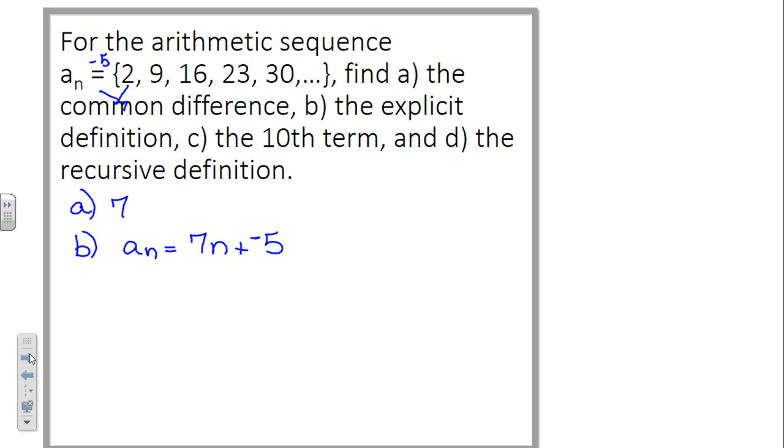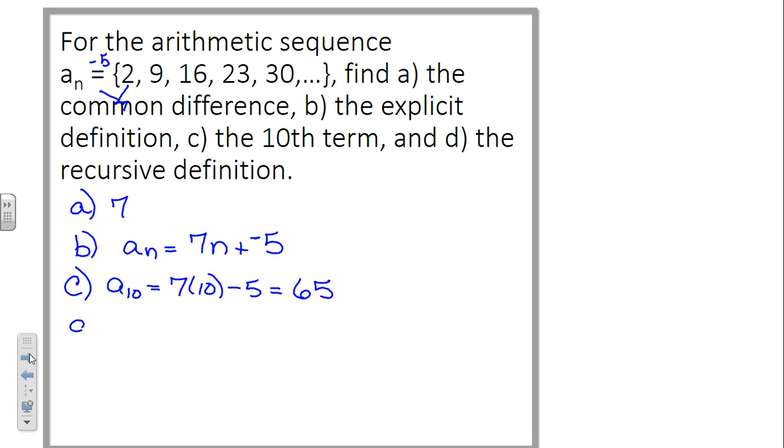So part C says, let's find the 10th term. So if I want the 10th term of this particular arithmetic sequence, what are we going to do? Everywhere we see the n, we put in 10. A sub 10 will be 7 times 10 minus 5, which is 65. So that definition is very, very handy when it comes to finding a particular term.